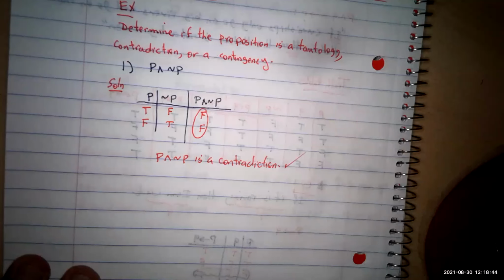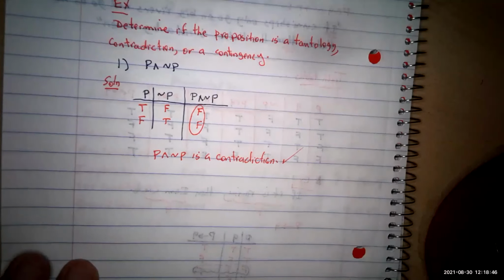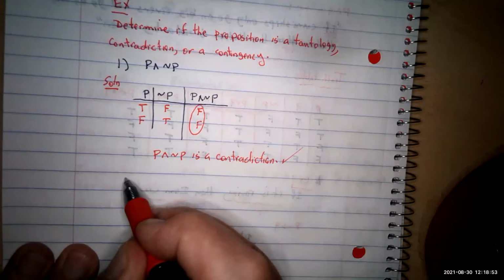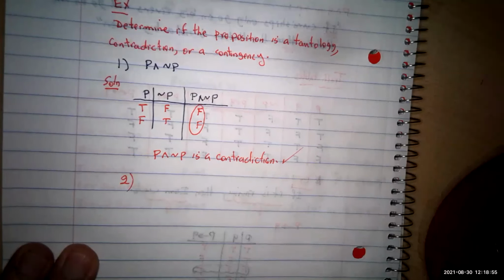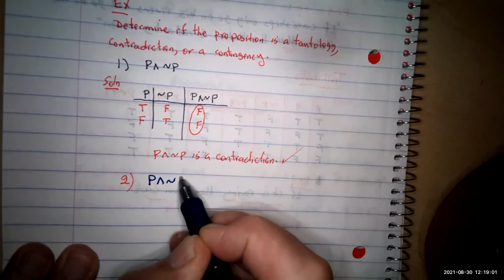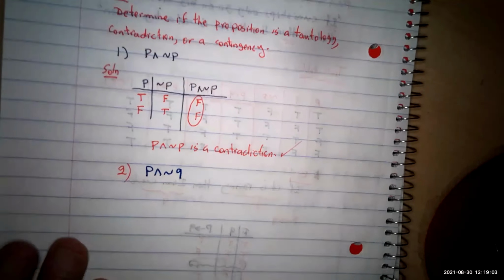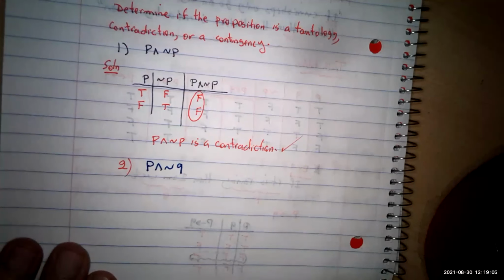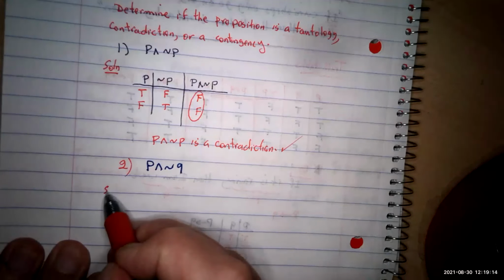So this is going to be the first one. This second one is very popular, and we're going to use it later on, but we're checking it just for the time being. How about P and not Q? You want to check this one? Again, draw your table. Check to see what's going on.